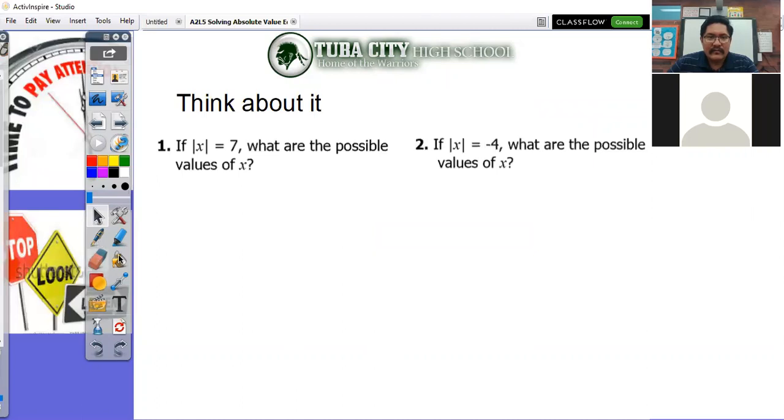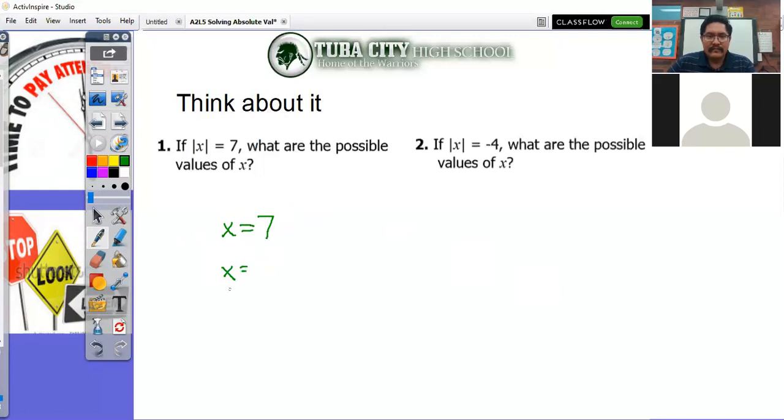All right, so what number, if I take the absolute value of that number, will give me 7? Now it says, what are the possible values? So that's a clue that we might be looking for more than just one of them. Probably the easiest thing most people would say is, well, how about 7? The absolute value of 7 is 7. Okay, makes sense.